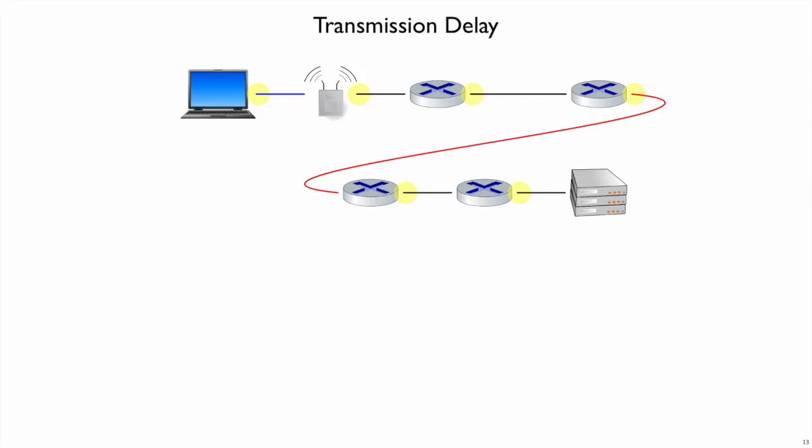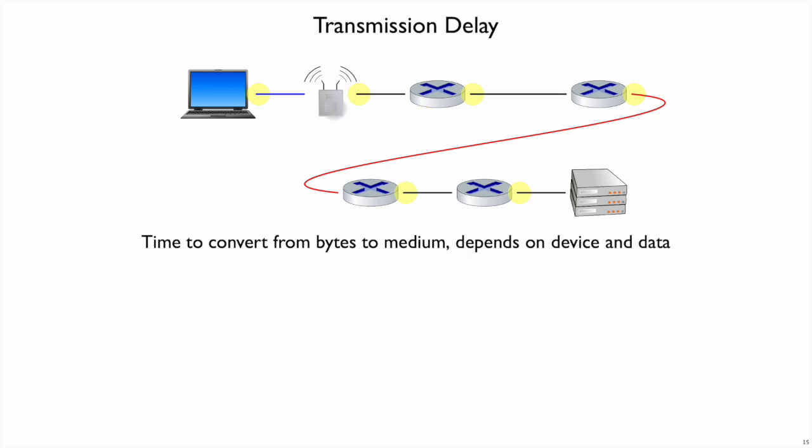The second kind of delay we saw was transmission delay. That is the amount of time taken to convert a message from the bytes that are sitting in your computer onto the medium, like Wi-Fi or Ethernet. Okay? And this depends again on the kind of link we have, whether it's Wi-Fi or Ethernet or fiber optics, but now it's less about the medium itself and more about the process of translating into that medium.